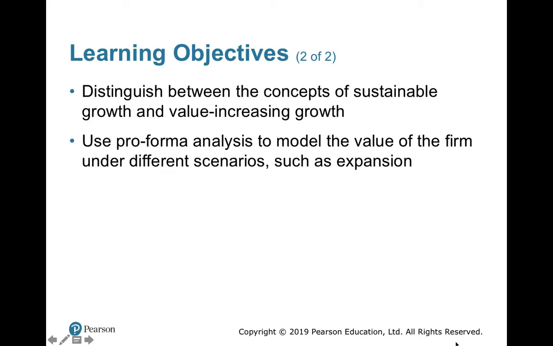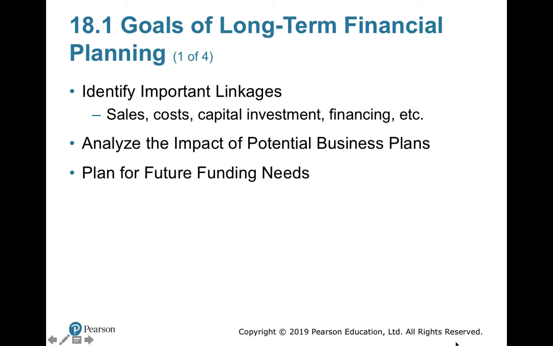Distinguish between the concepts of sustainable growth and value increasing growth. We will calculate the growth also in this chapter. Already we have calculated growth in chapter 2, that is equal to sustainable growth. You all remember sustainable growth rate is equal to ROE multiplied by RR, return on equity multiplied by retention rate. We will again do it here. The value increasing growth will be the internal growth rate, that will be the ROA multiplied by retention rate, return on asset multiplied by retention rate. Both we will see again here, and we will calculate the pro forma analysis.